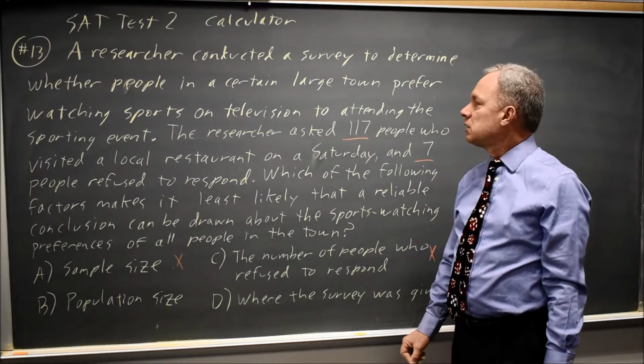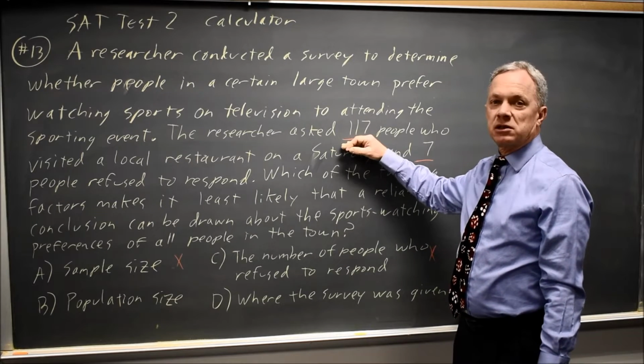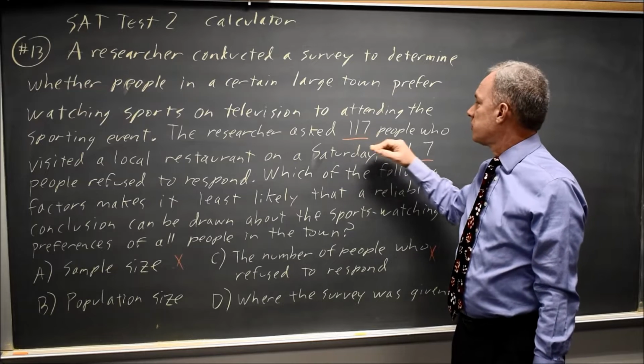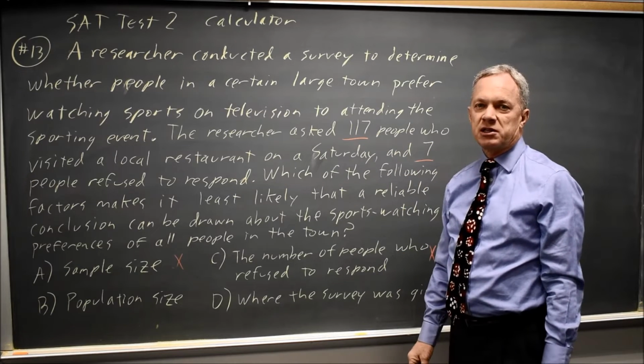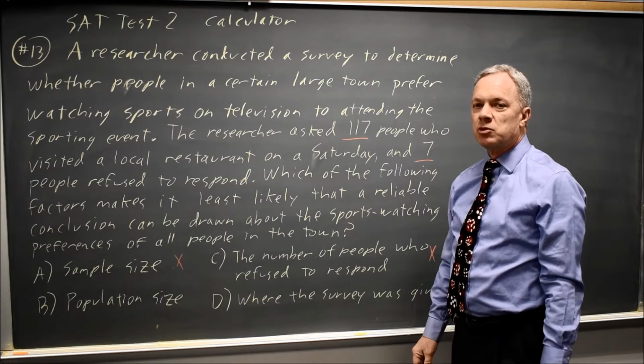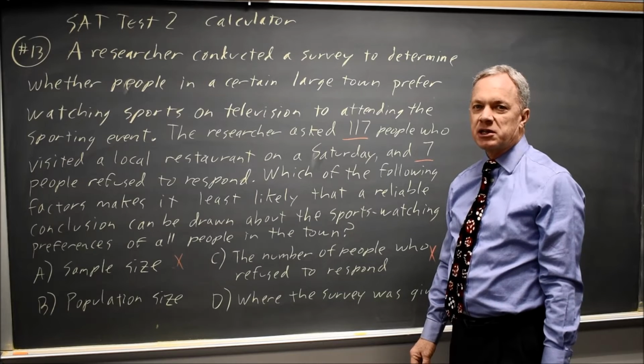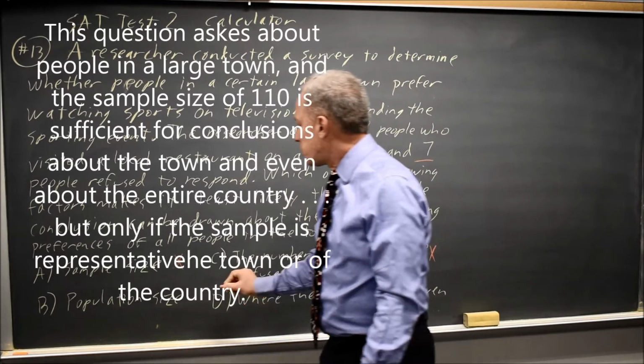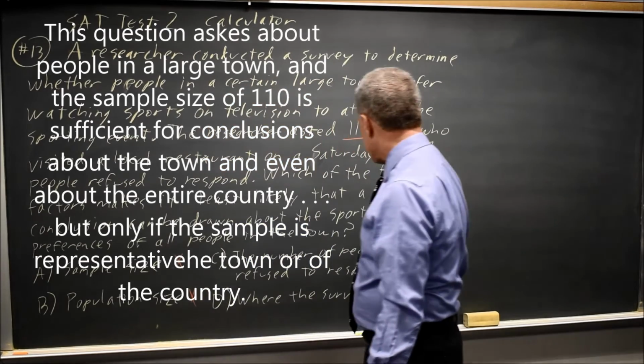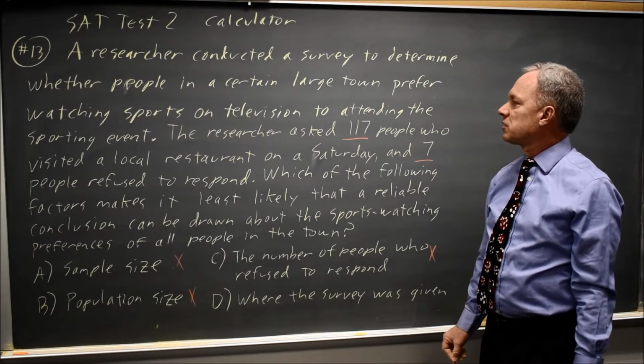Population size. A survey with a sample size of 117, or even 110 who respond if you subtract the 7 who refused, is more than sufficient to draw conclusions even about the entire United States, so population size is not a flaw. But let's take a look at the details of the survey.